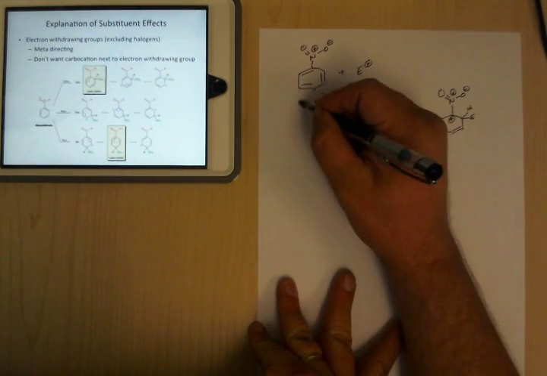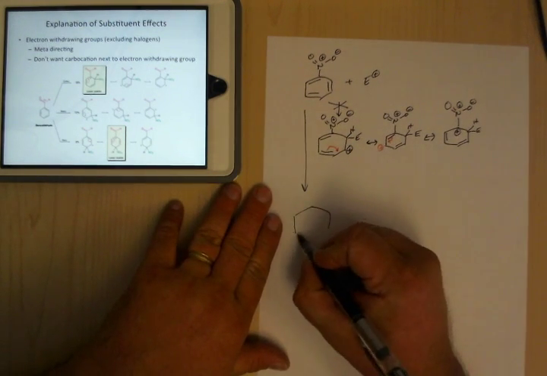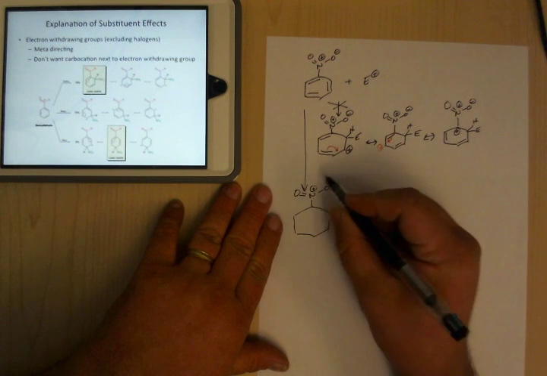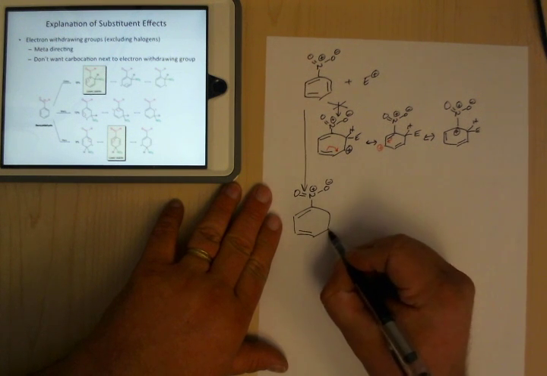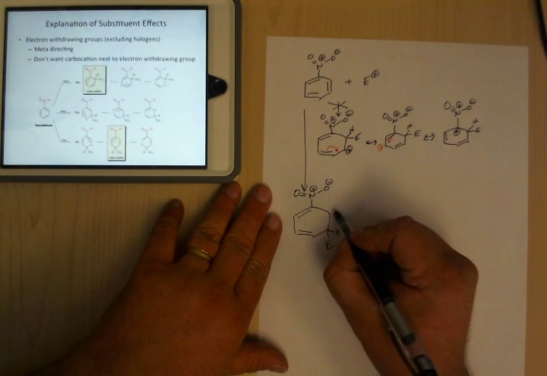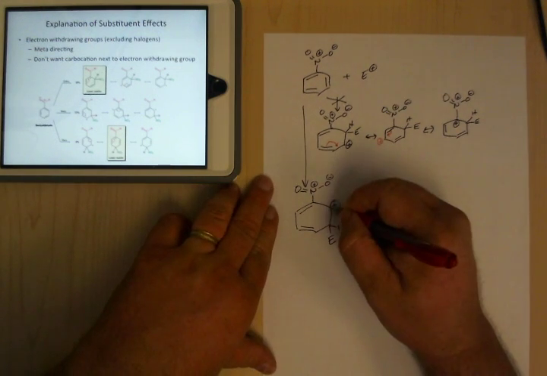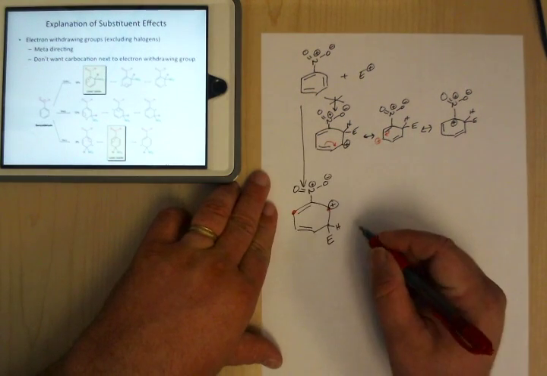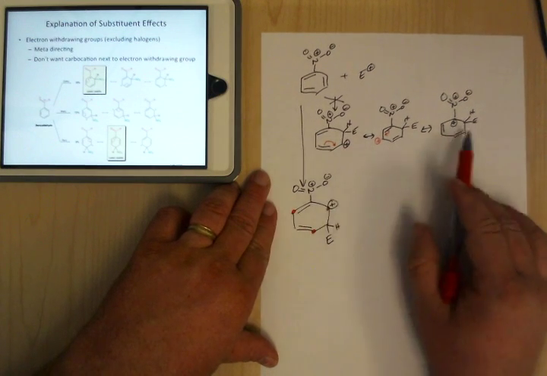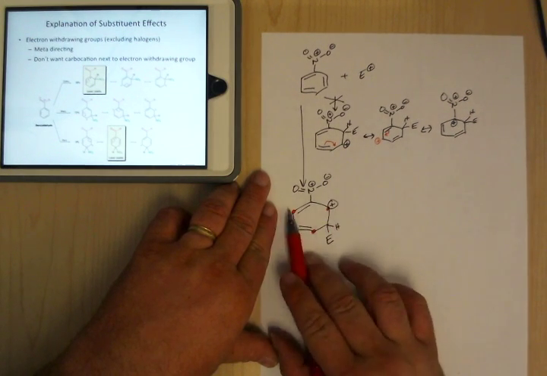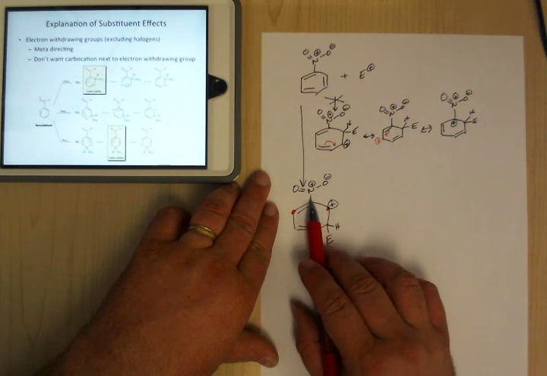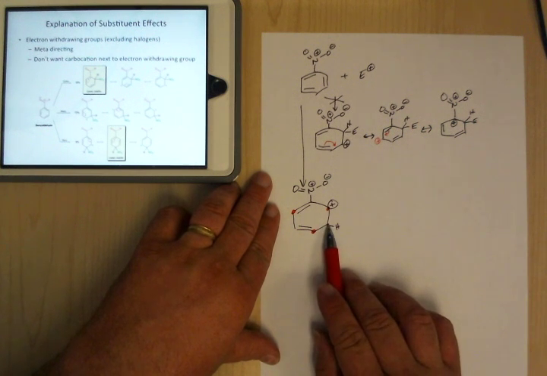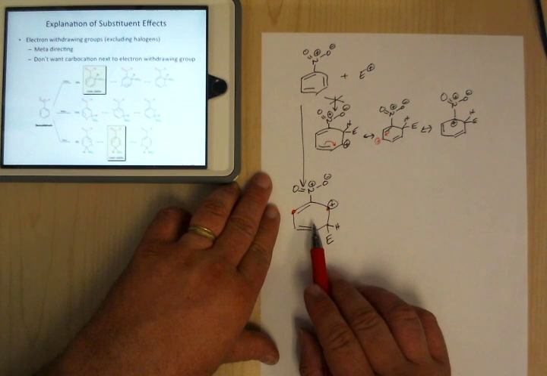Now, if instead it came in and put it in the meta position, you're going to have it here. Remember, we have the skipping effect. It's going to skip that one and put it here, positive charge there, and skip it and put a positive charge there. If we go through these resonance structures, at no point do we have two positive charges right next to each other. So the molecule knows, hey, if I put it here in this meta position, we can keep two positive charges from being right next to each other.